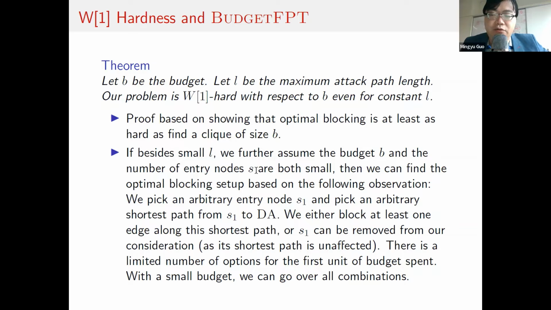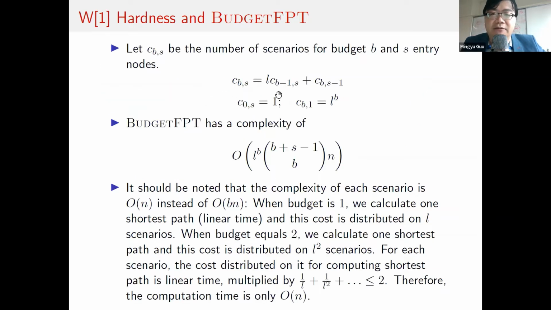And then if we need to choose one edge to block, there are L choices, because the maximum attack path length is at most L. That's at most L choices. Or we don't touch this shortest path at all. And if we don't touch this shortest path at all, then for this entry node, we can actually ignore it, because its shortest path to domain admin is not affected. So at the end of the day, when we calculate the average success rate for the attacker, that entry node can be put aside.